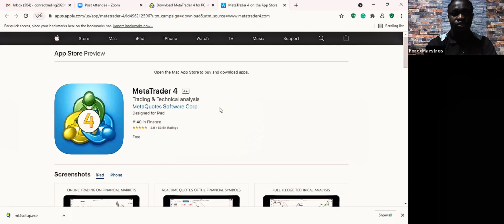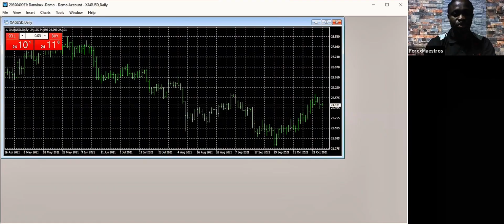All right. So that's how you download the MetaTrader 4. Simple, right? Now that you've downloaded your MetaTrader 4, what is next? Now, how do you navigate through the MetaTrader 4? That's what I want to run us through now. Once you've downloaded, just launch the MetaTrader 4.